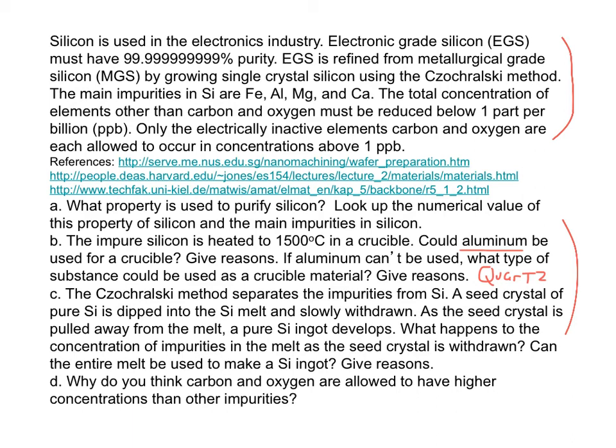In the Czochralski method, a pure solid silicon crystal is pulled from the melt. As the seed crystal is withdrawn, the concentration of impurities increases in this liquid melt. The entire melt could not be used to make a silicon ingot because then it would contain the impurities. Carbon and oxygen are allowed to have higher concentration because those two elements are electrically inactive.